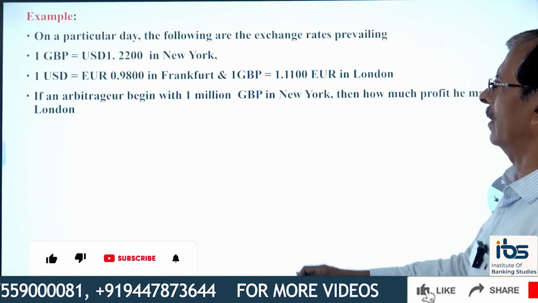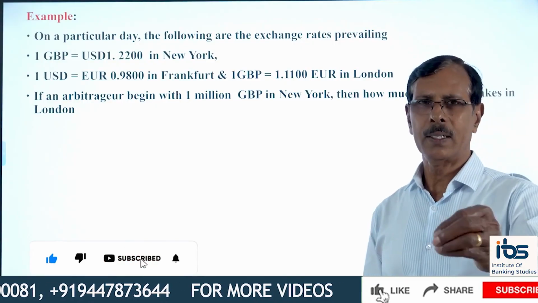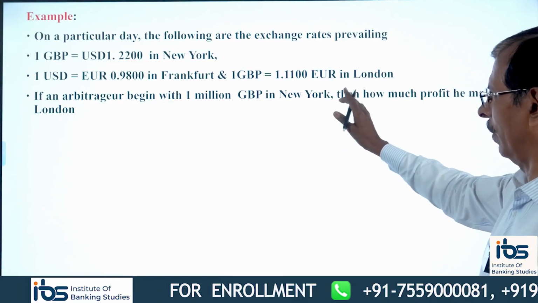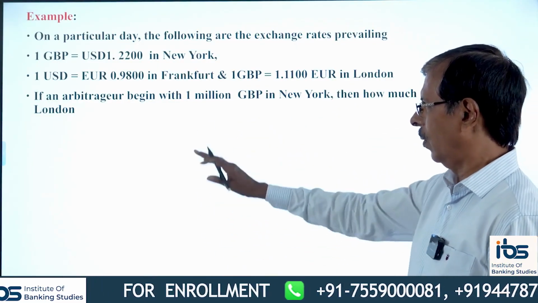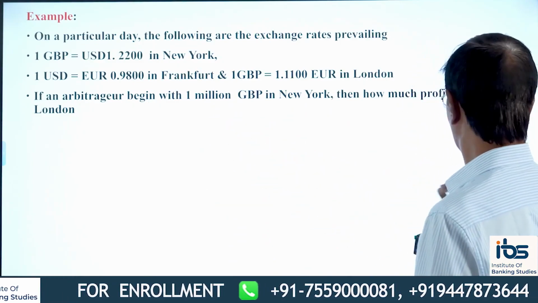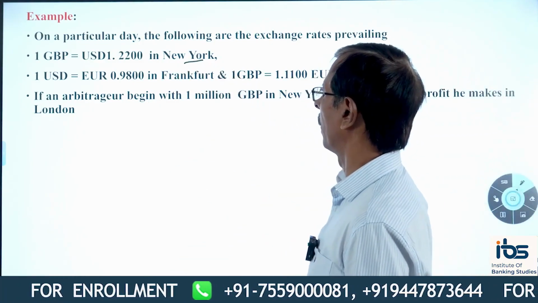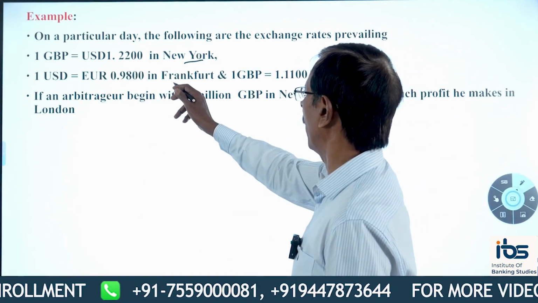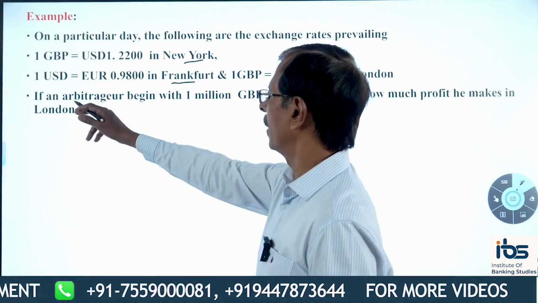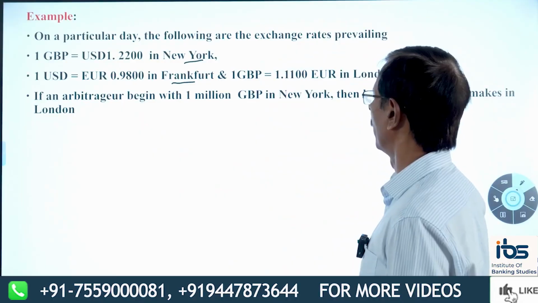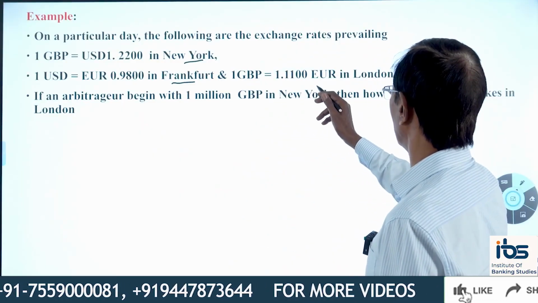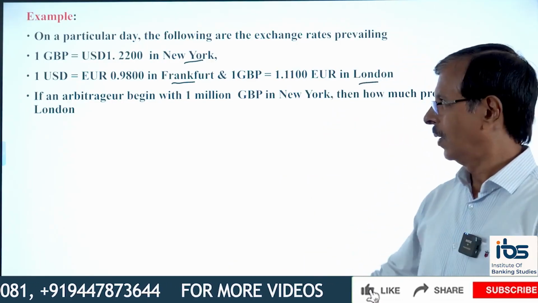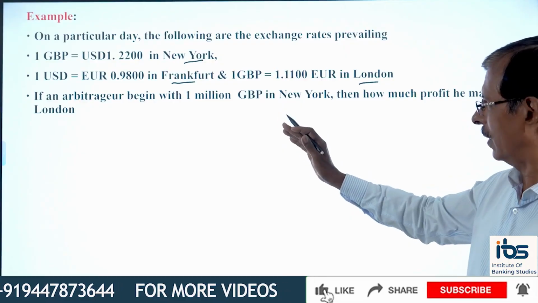So let us give an example to understand the concept of arbitrage. On a particular day, the following are the exchange rates prevailing in the three centers. One is New York: 1 GBP is equal to USD 1.22. Next is Frankfurt in France: 1 USD is equal to Euro 0.9800. And next, 1 GBP is equal to 1.11 Euro in London. So there are three centers: one is New York, another is Frankfurt, another is London.